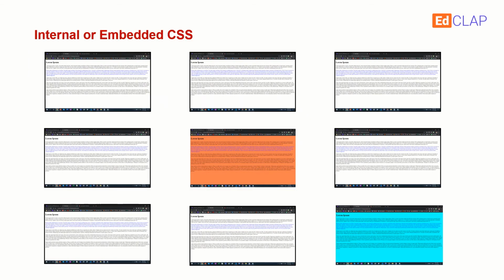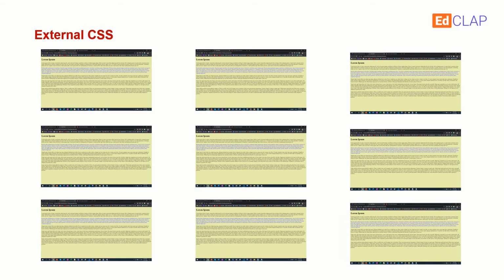Now coming down to the internal or embedded CSS. In the case of internal or embedded CSS, say in our website there are 9 pages. Out of these 9 pages, I need some pages to be a different color. So for that, I made one a little bit reddish and another greenish bluish color. For these 2 pages, I used internal or embedded CSS, which affects that particular page throughout, right?